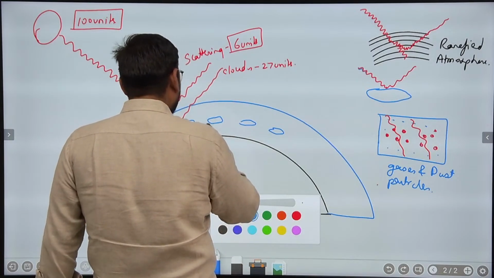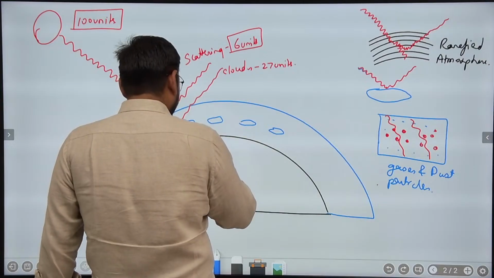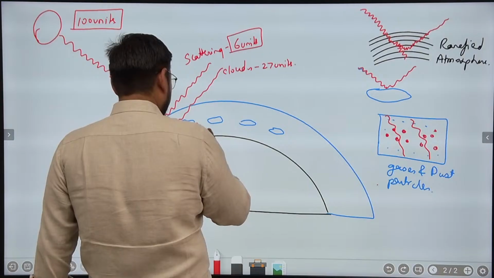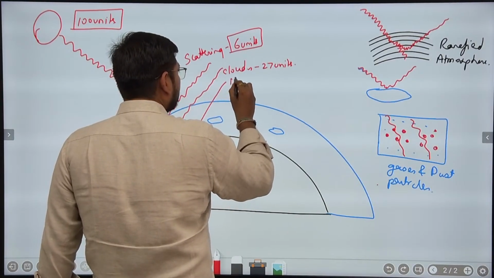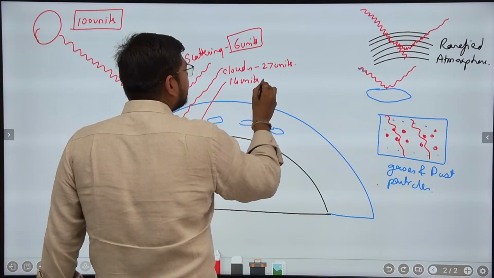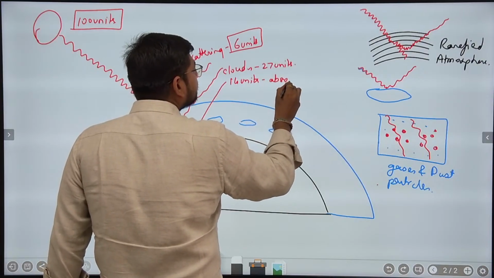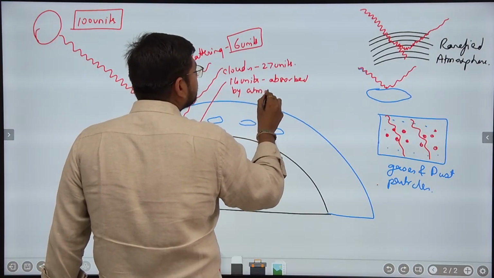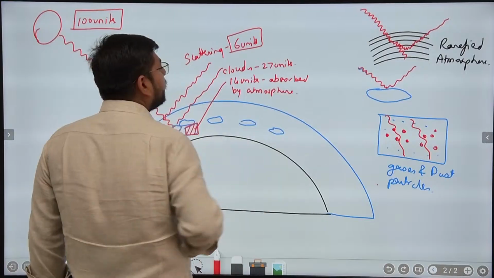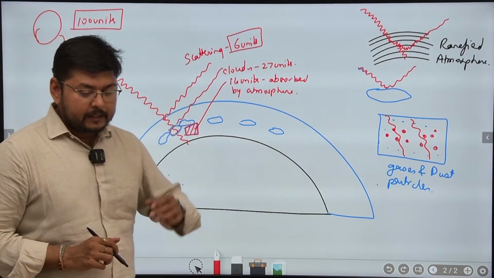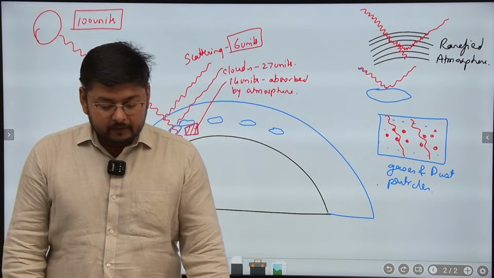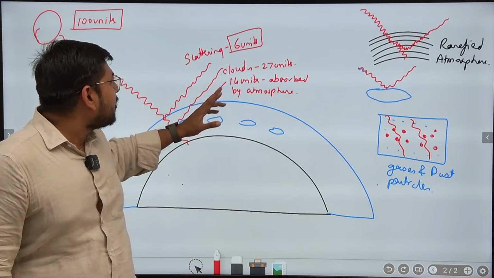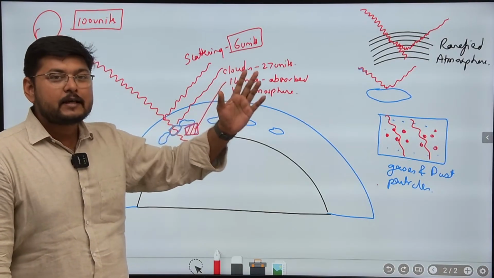So here we see that almost 14 units are absorbed by the atmosphere. Okay, it is absorbed by the atmosphere here. So in this case, what I am seeing is that we have 14 units plus 27 units plus 6 units. So this will almost become like 47 units here.